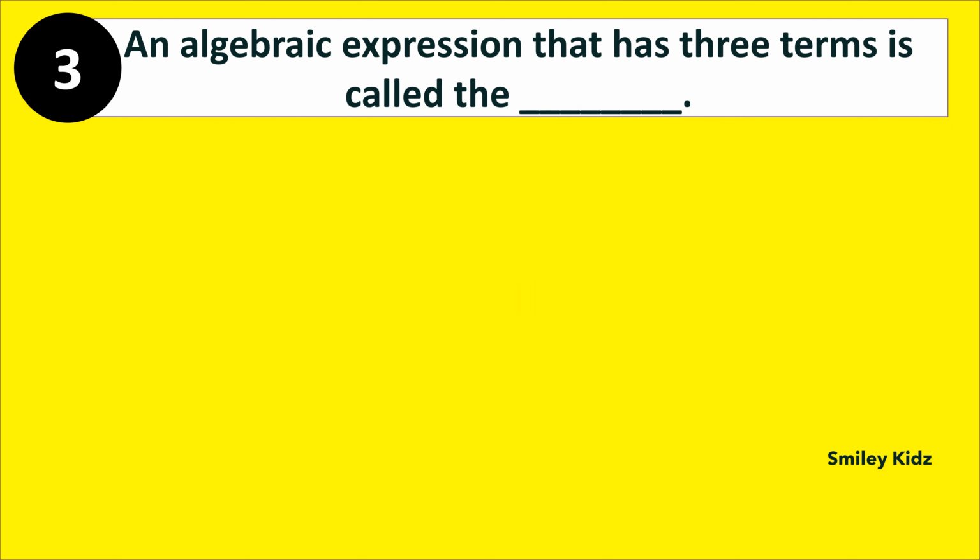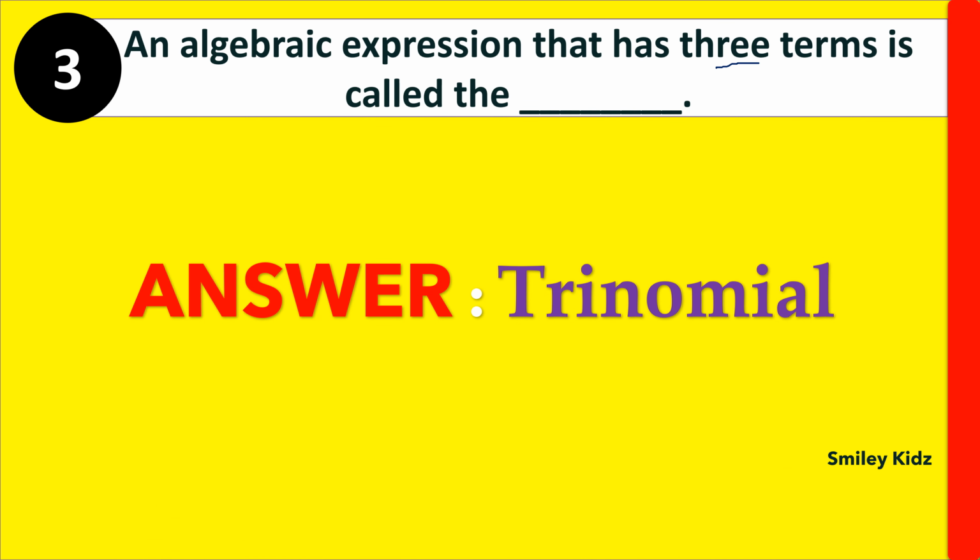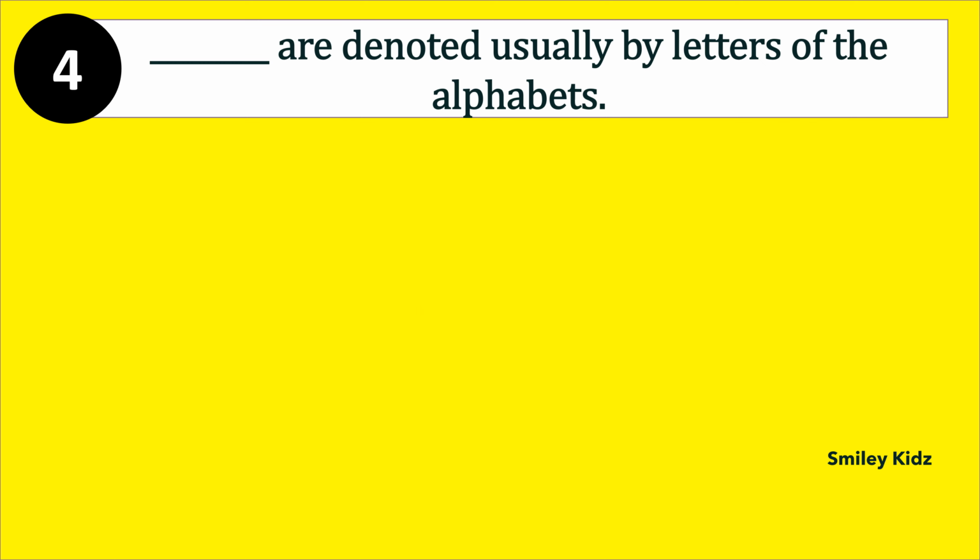An algebraic expression that has 3 terms is called the dash. Your time starts now. Your time is up. And the right answer is trinomial. An algebraic expression that has 3 terms is called the trinomial. Moving to question number 4.